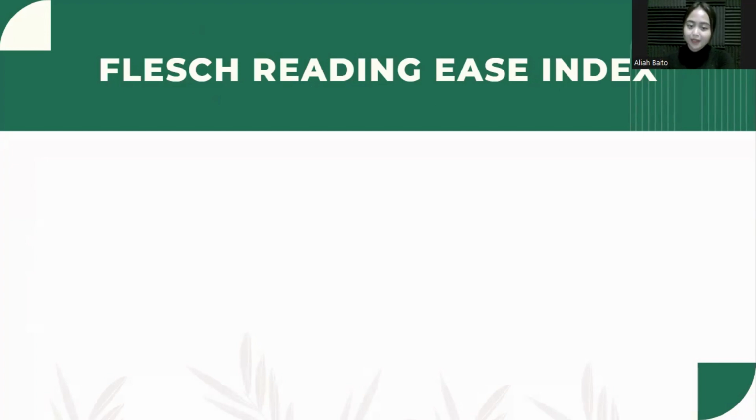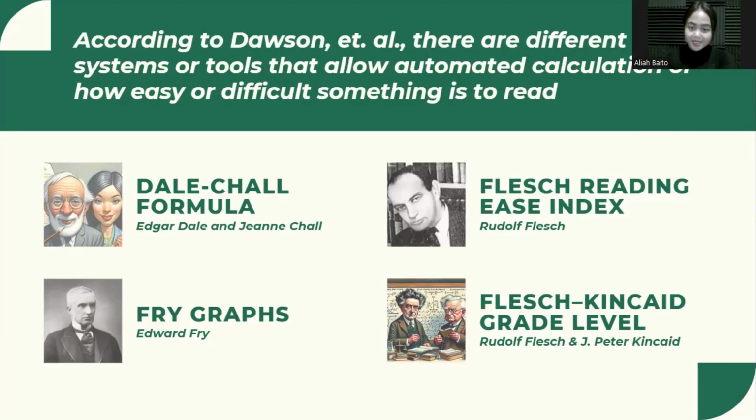Actually, there are a lot of formulas for us to assess the readability of a text, pero ang pinagkapare-pareho ng apat na systems na to, according to Dawson et al., is that all four are making use of factors such as the total number of words in a piece of writing and the complexity of the sentences. May mga nakita rin ako online na formulas such as Gunning Fog readability, Coleman-Liau readability index, SMOG index readability score, and Linsear Write readability formula, among others.